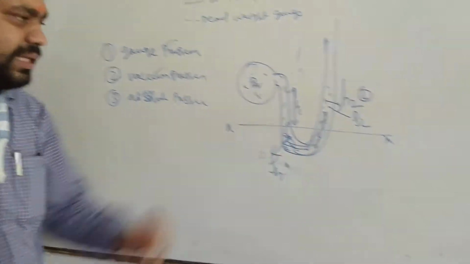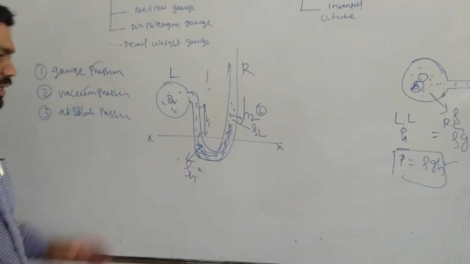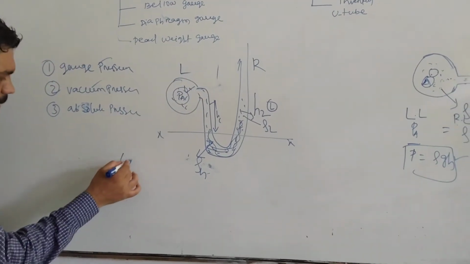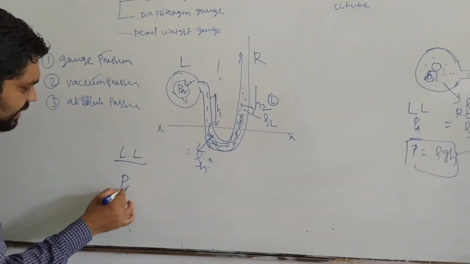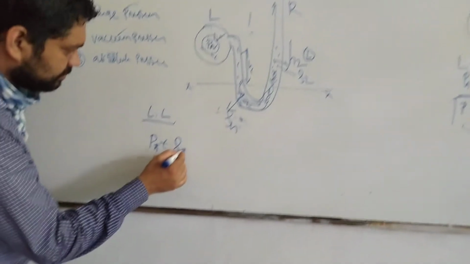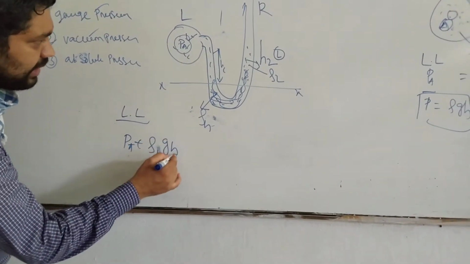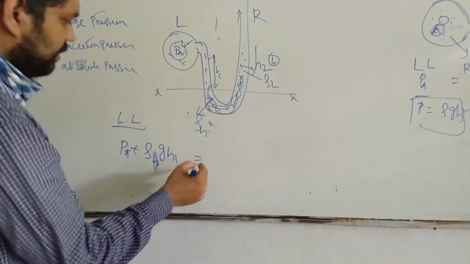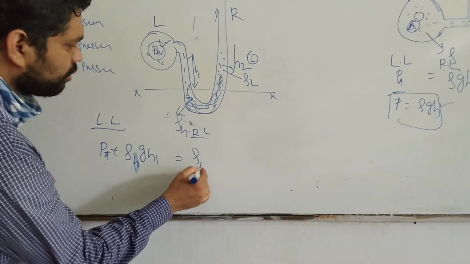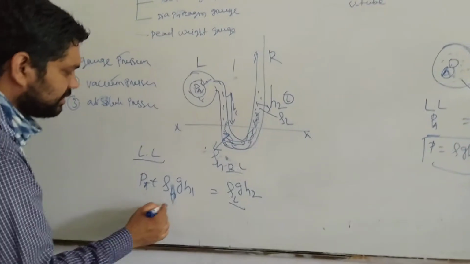So considering this is your left limb side, this is your right limb side. There are two liquids here. You have to find the pressure PA. If you consider the left limb, there is PA and the density is given, rho H, g, h1 height. Here is your right limb, the density is your rho L, g, h2. So this is your light liquid, this is your heavy liquid.